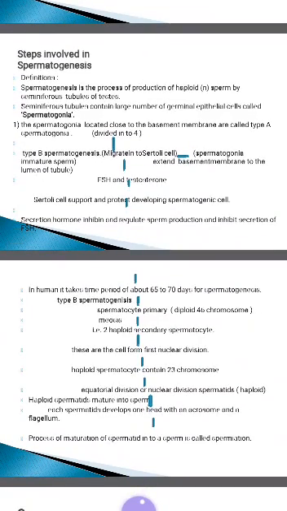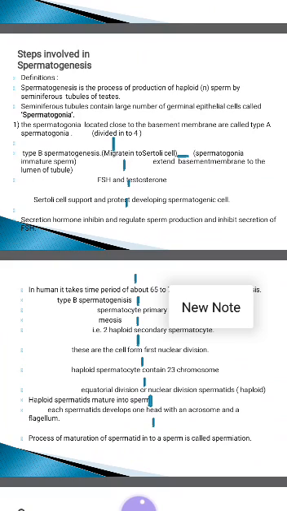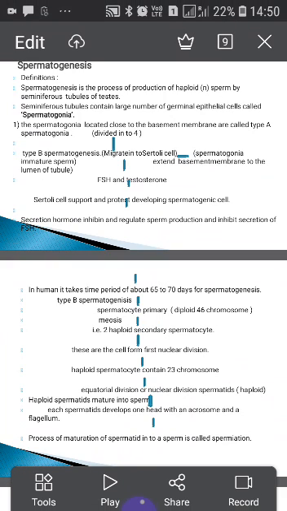Seminiferous tubule contains a large number of germinal epithelial cells called spermatogonia. During active sexual life, spermatogenesis occurs in all the seminiferous tubules. It begins at about the age of 13 years and continues throughout the remainder of life.